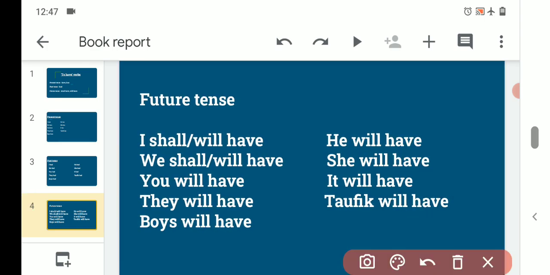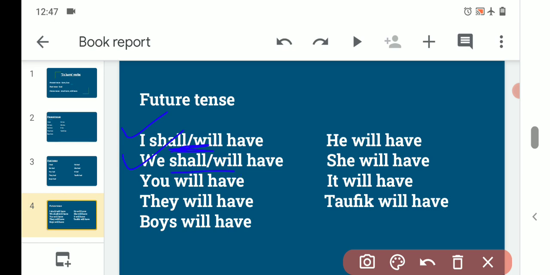Here in future tense we have two structures, that is shall have and will have, and I have already mentioned in the beginning that if the subject is I or we, we can use shall have or will have. Remember, I and we are the first person pronouns. So if the subject is I, you can say I shall have or I will have. If the subject is we, you can start with we shall have or we will have. Any one of these two you have to use.